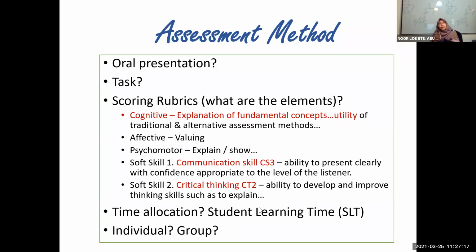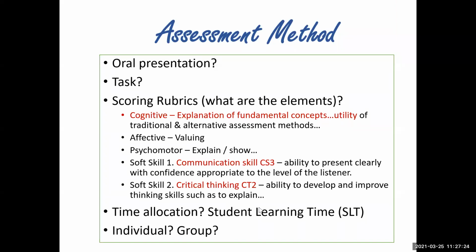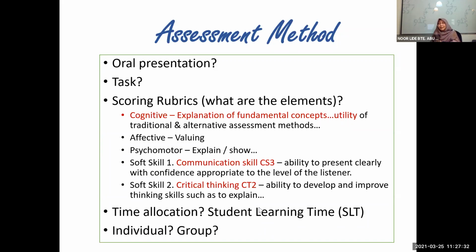But if you give individual work, then you need to make sure that you give them sufficient time to complete, and also you don't make the task too burdensome for one person to actually complete. Okay, so the time allocation, you have to think about the student learning time and all that. And finally, you think about the scoring rubrics.